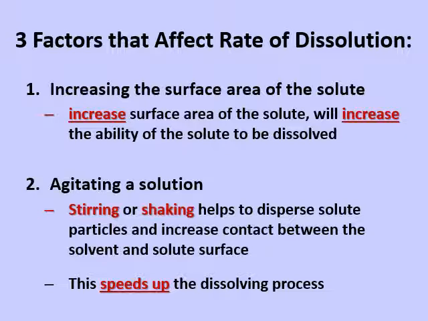Agitating the solution is also going to affect the rate of dissolution. Stirring or shaking is going to help disperse those solute particles, thus increasing the contact between solvent and solute particles. And that contact is what allows for them to be dissolved. So stirring really just disperses them, makes it more even, and introduces some of these solute particles that weren't near solvent particles. So it helps to even things out and allow for that dissolving.